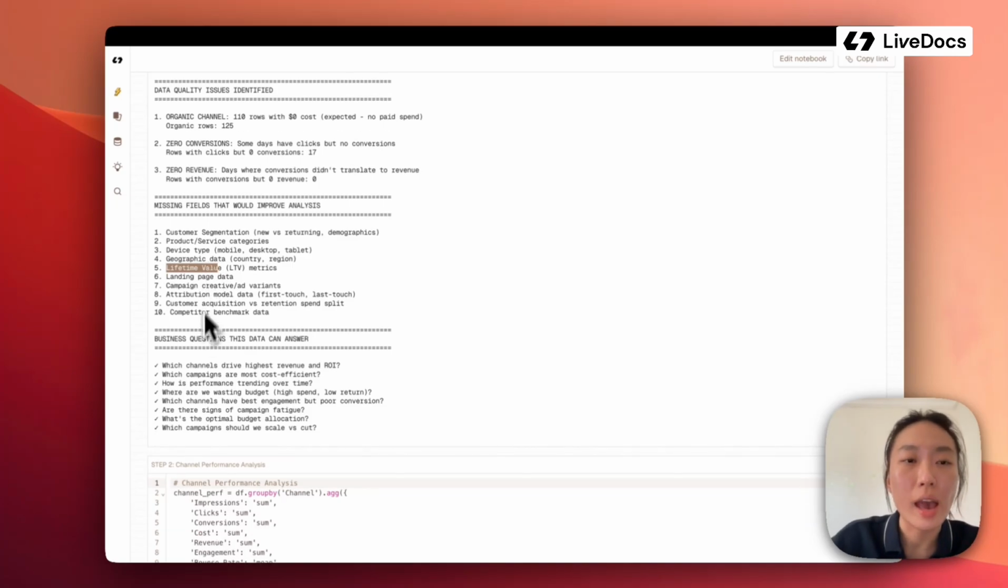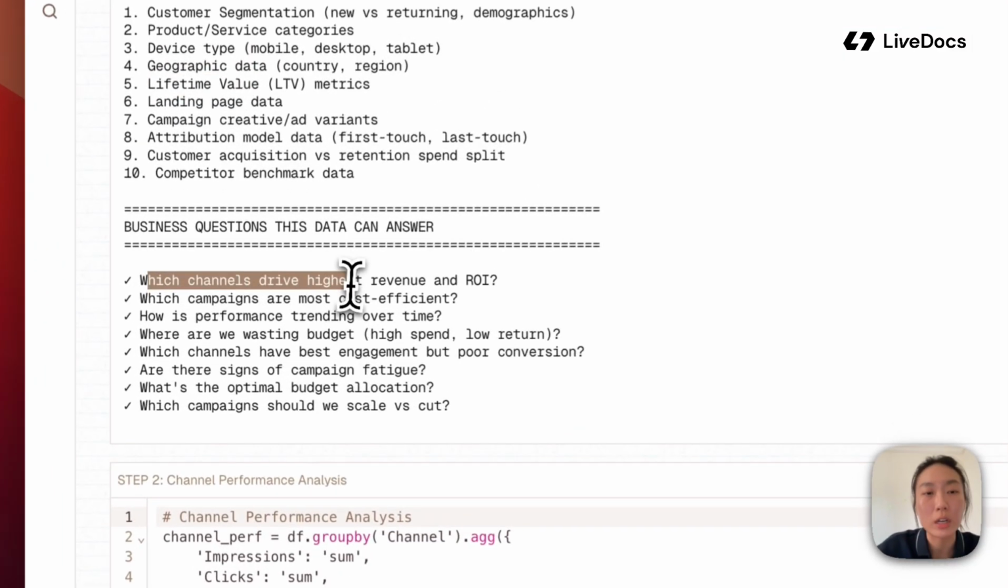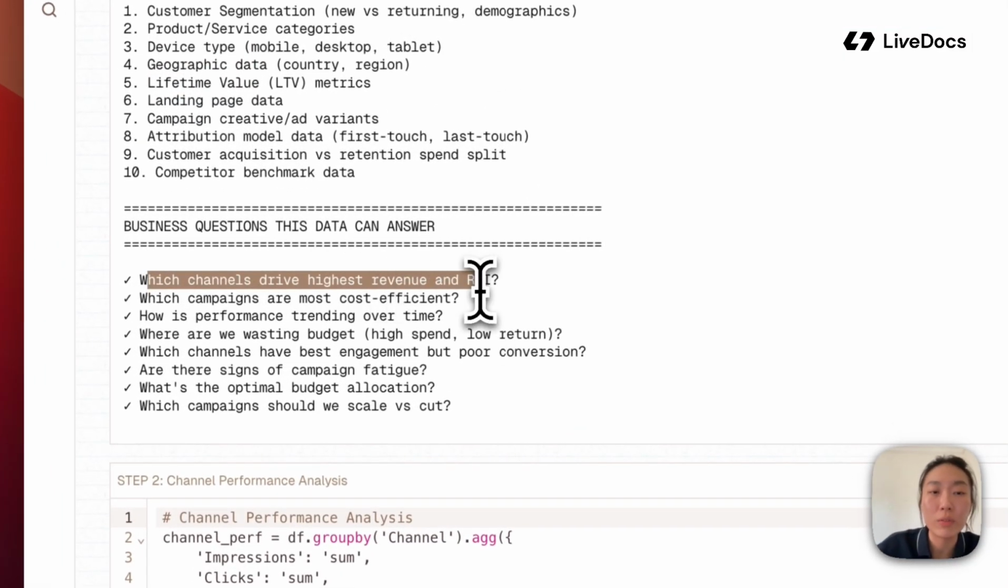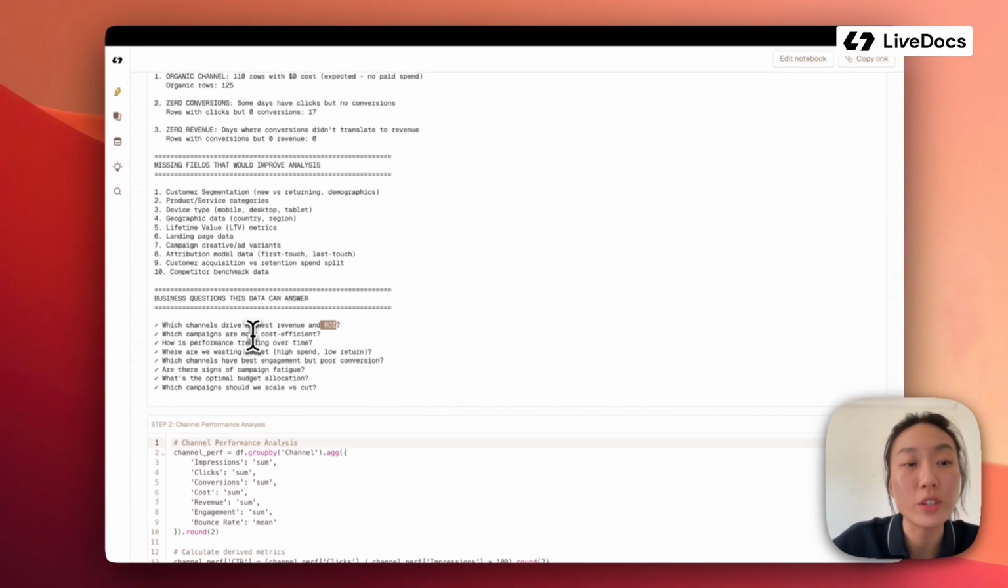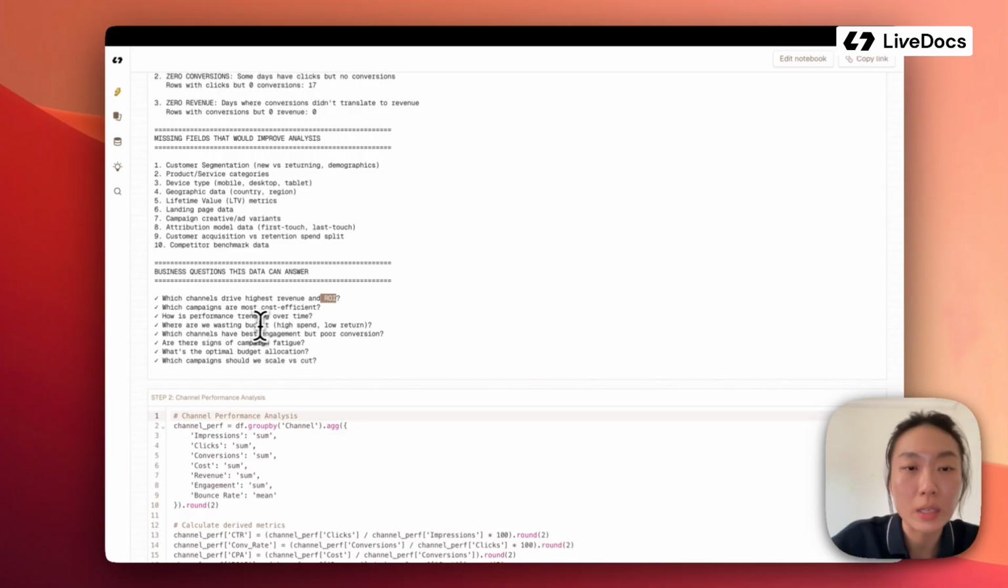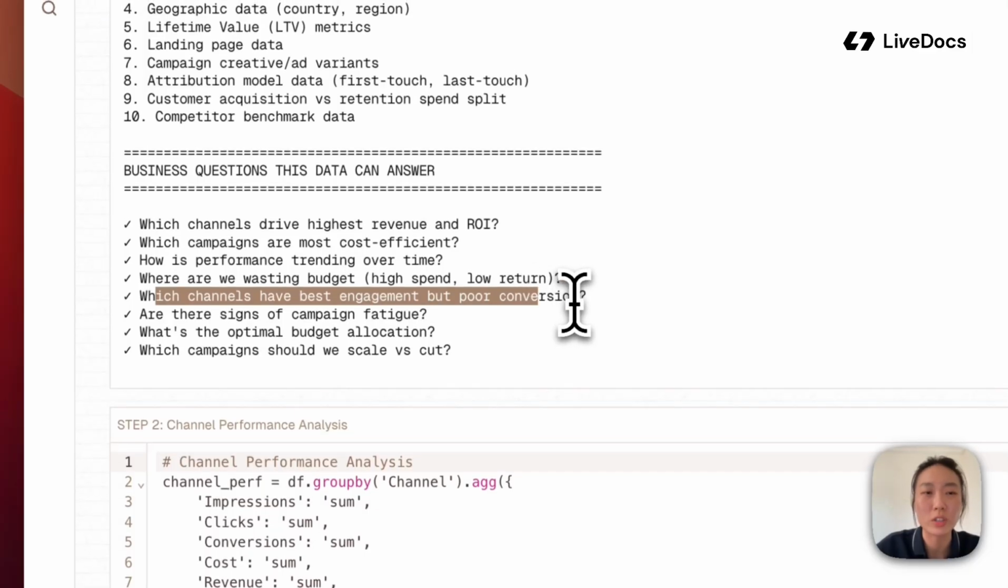So all these columns, I can have in future analysis, which I have to start collecting now. And the business questions that Livedocs AI suggested are: which channels drive the highest revenue and return on investment, and which campaigns are the most cost efficient? How is the performance trending over time? Where are we wasting budget, like where are we spending too much money? Because sometimes you don't even know where you spent the money, and which one has the lowest return. We don't know.